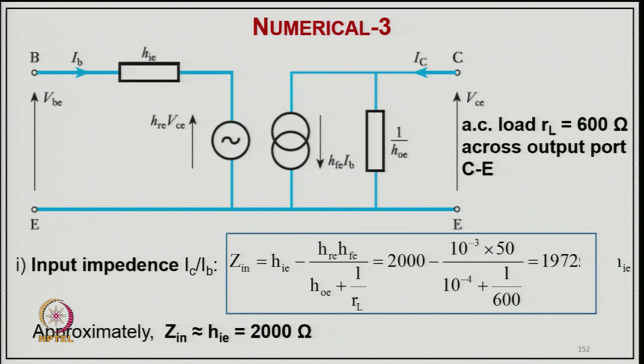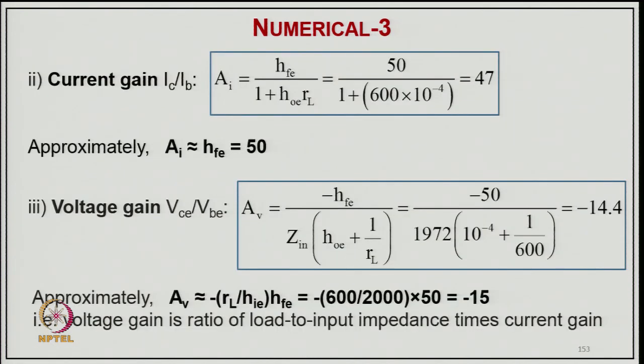So, this is the same equivalent circuit of the h parameters with common emitter, and the input impedance in terms of this you can find out, Z_i equal to h_i. So upon putting the value you will get 1972, and the input impedance is approximately equal to h_i, that will be around typically 2000 ohm, and current gain can be I_C upon I_B. So just putting the value of this you get 47, and this is equivalent to A_I equal to h_f equal to 50, and voltage gain V_C upon V_B, put the value it comes minus 14.5, and approximately A_V, the voltage gain, putting all the values it comes minus 15. So voltage gain is the ratio of load to the input impedance times the current gain, that comes to minus 15.